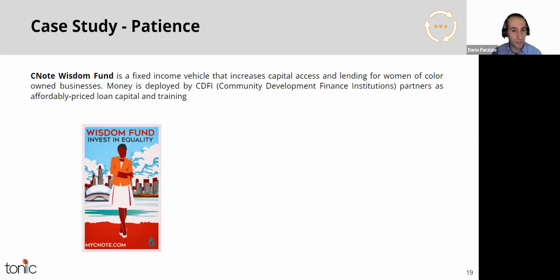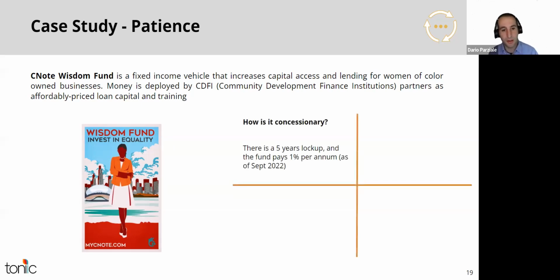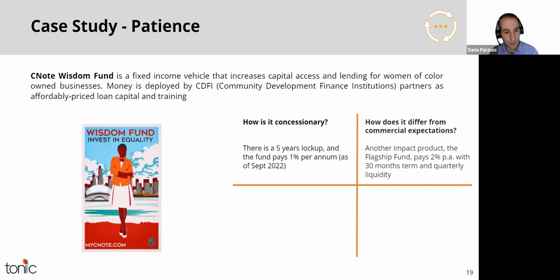It is concessionary because there is a 5 years lockup, and the fund pays 1% per annum as of September 2022. It differs from commercial expectations because another impact investment fund offered by C-Note, the flagship fund, pays 2% per annum with a 30-month term and quarterly liquidity. So the Wisdom Fund is less liquid and pays a lower interest rate.